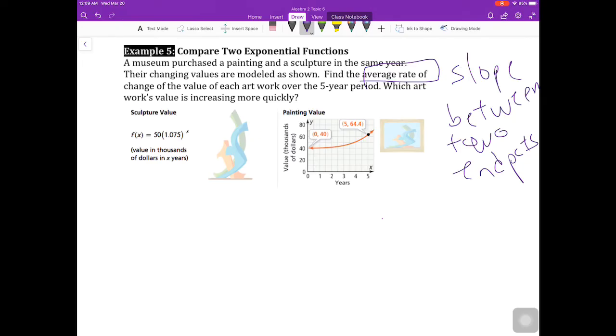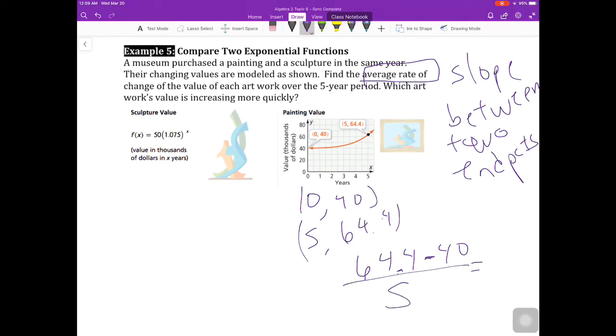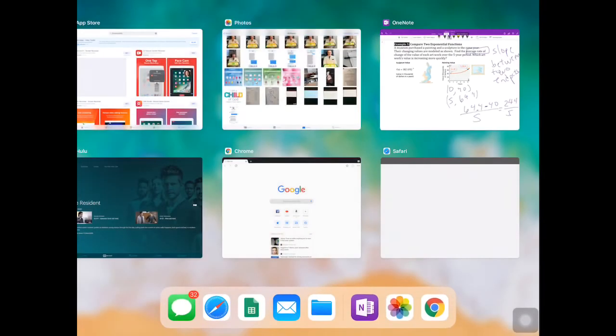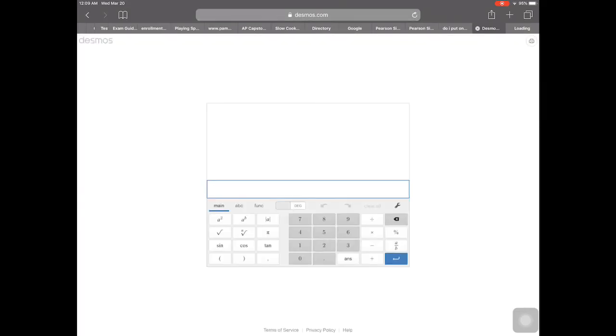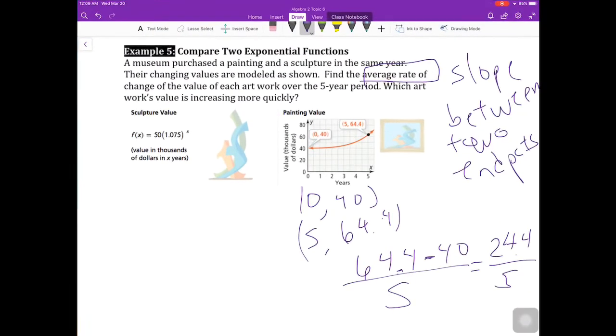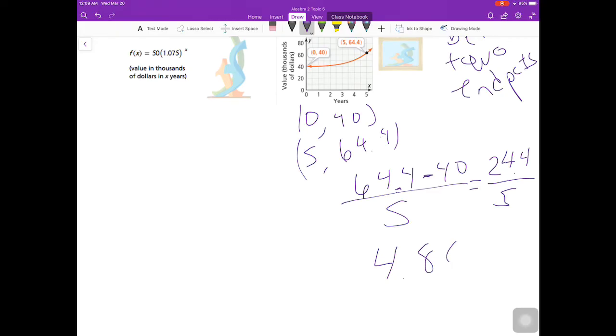So on our painting here, we've got 0, 40, and 5, 64.4. So if we're looking at our slope, we do 64.4 minus 40 over 5. We're going to get 24.4 over 5. And then I'm going to go back to Desmos, and I'm going to find what that value is. 24.4 divided by 5 is 4.88. So this one, the slope is 4.88.